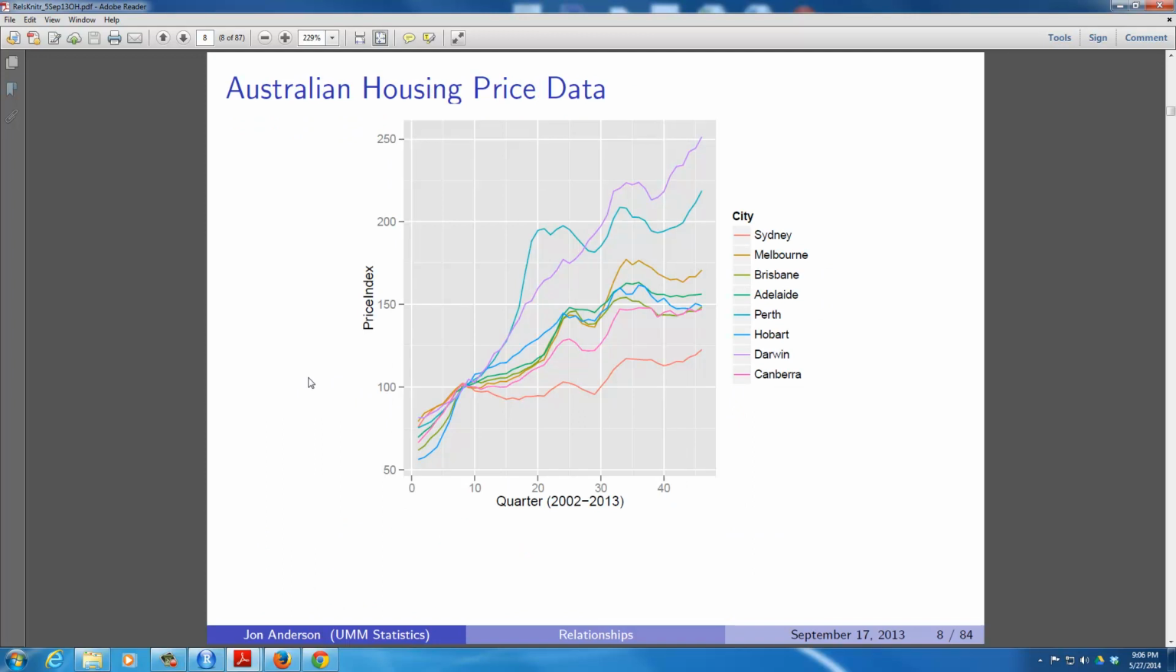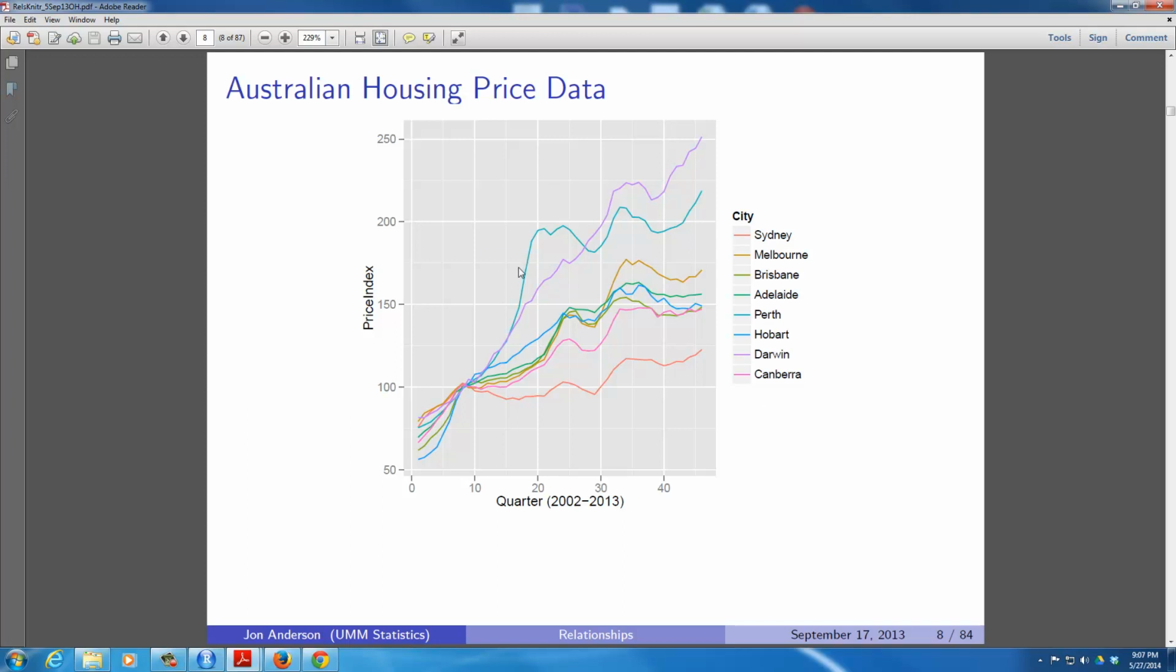One of my favorite countries in the world is Australia, and I've visited it many times and lived there for a period of time. And here are some time series graphs for housing prices in various big cities in Australia. And you can see from this that a city like Darwin, this purple curve, is showing very clear increases over time in housing prices, probably high housing prices, and that the prices are going up rather quickly.